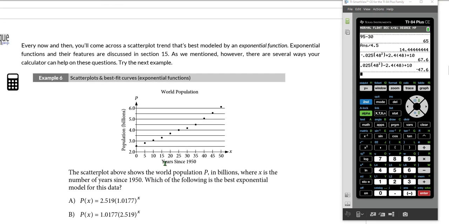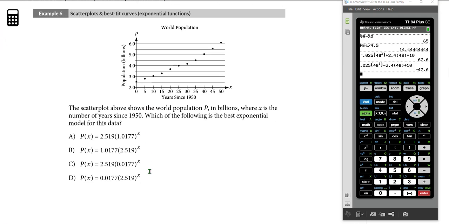If you want to try example 6 on your own, that's perfectly fine. By the way, do note that we cover exponential functions in a different section of the manual, section 15. Some of you might have already done that. If you have, you might be able to do this question on your own, and then come back and join me.